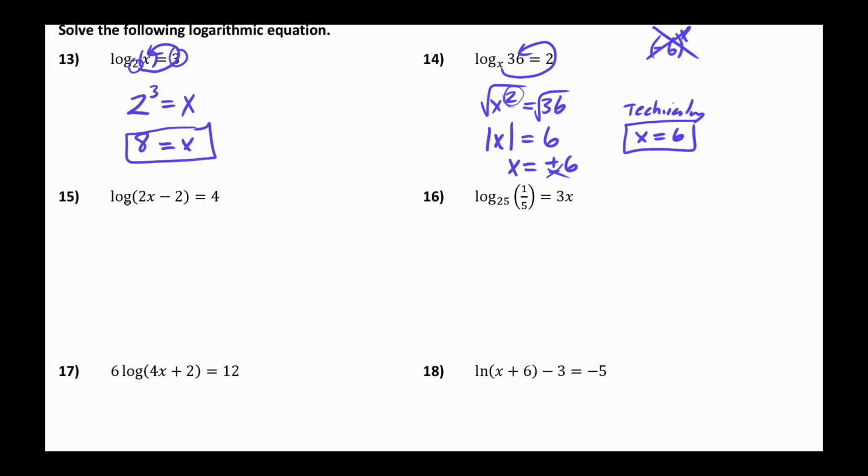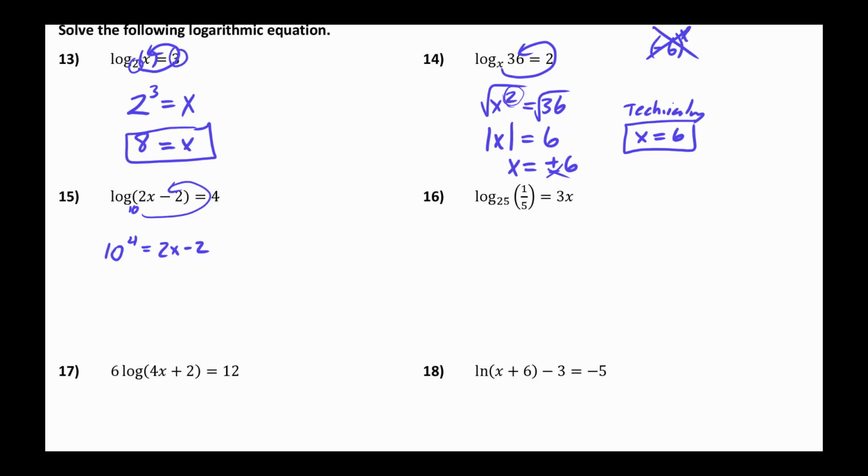Number 15, log of 2x minus 2 in parentheses equals 4. If you don't know what is down there, shame on you. It's a common log. That means it's a base of 10. So let's see if we can swirl it around and get to exponential form. It looks like this: 10 to the 4th equals 2x minus 2. 10 to the 4th. What is that?